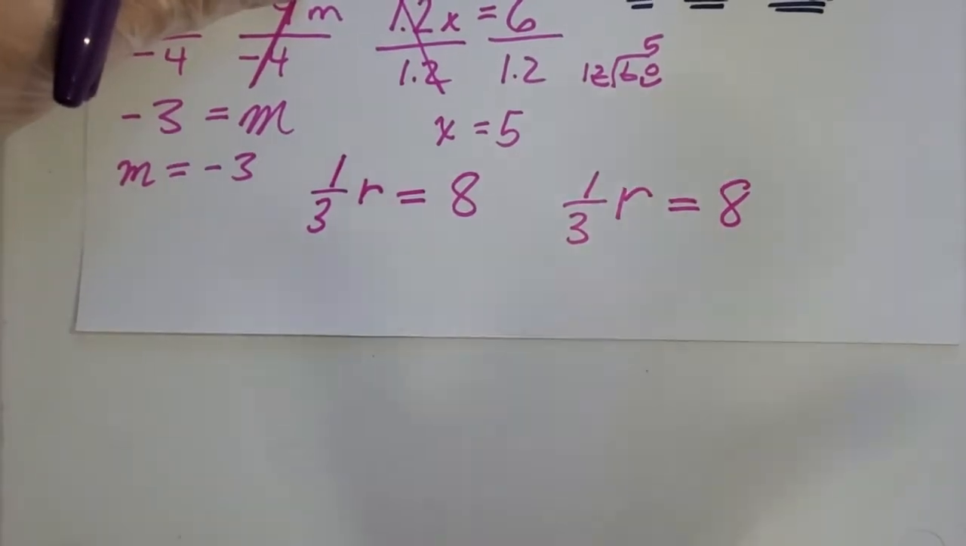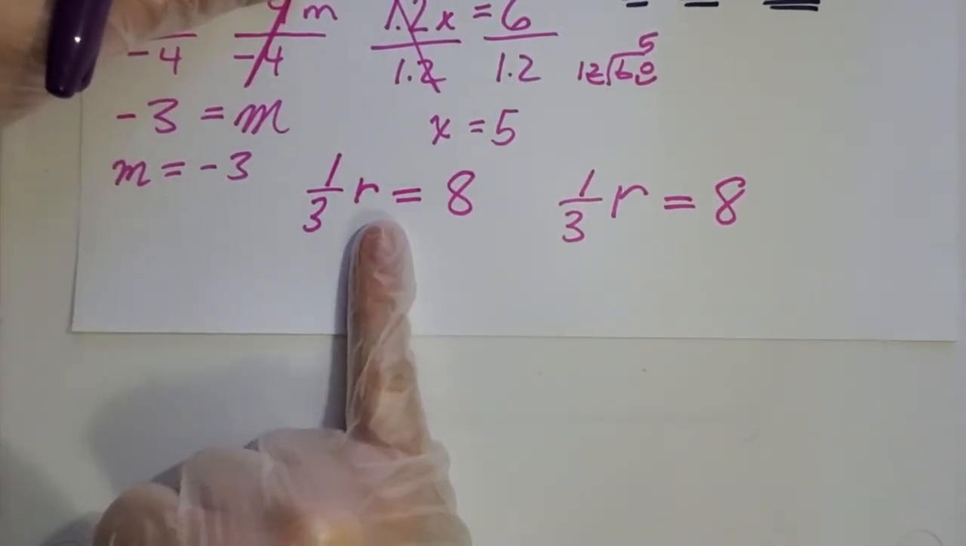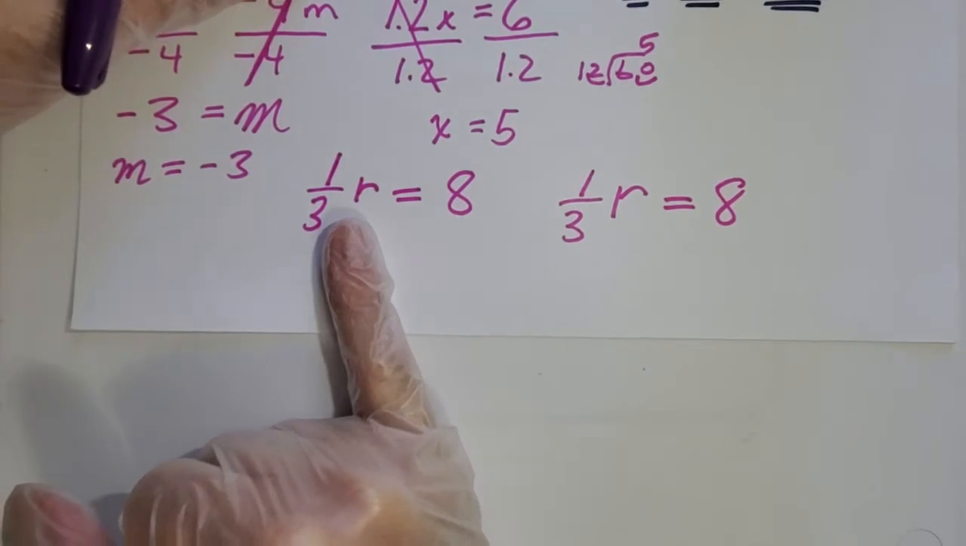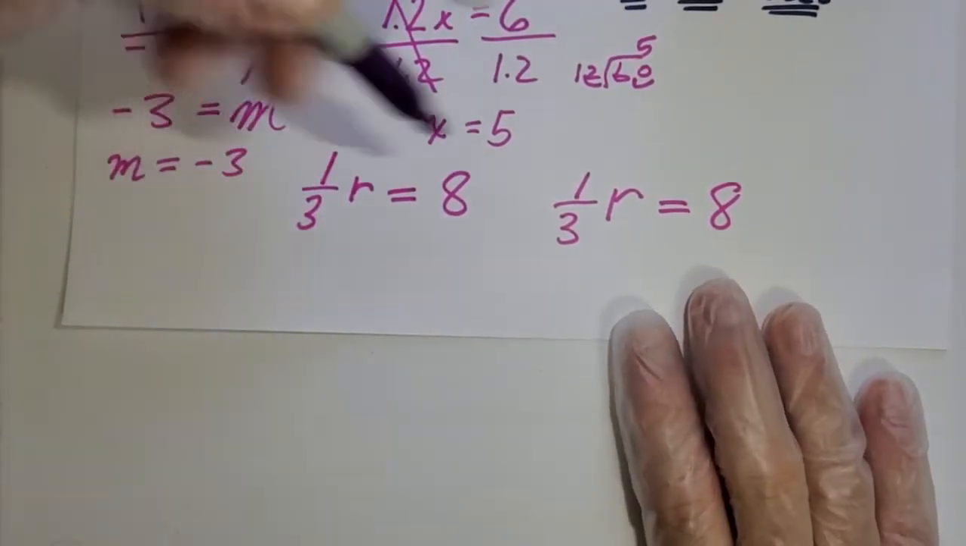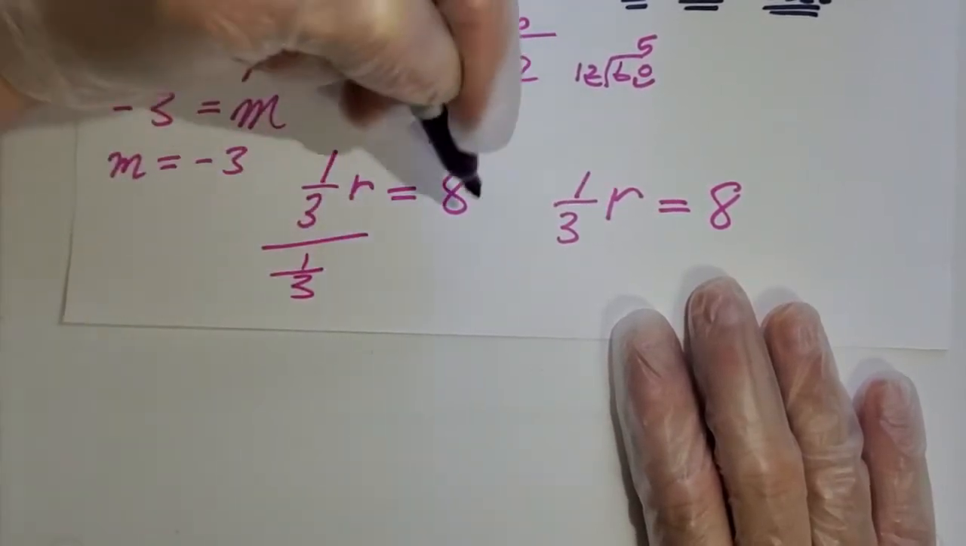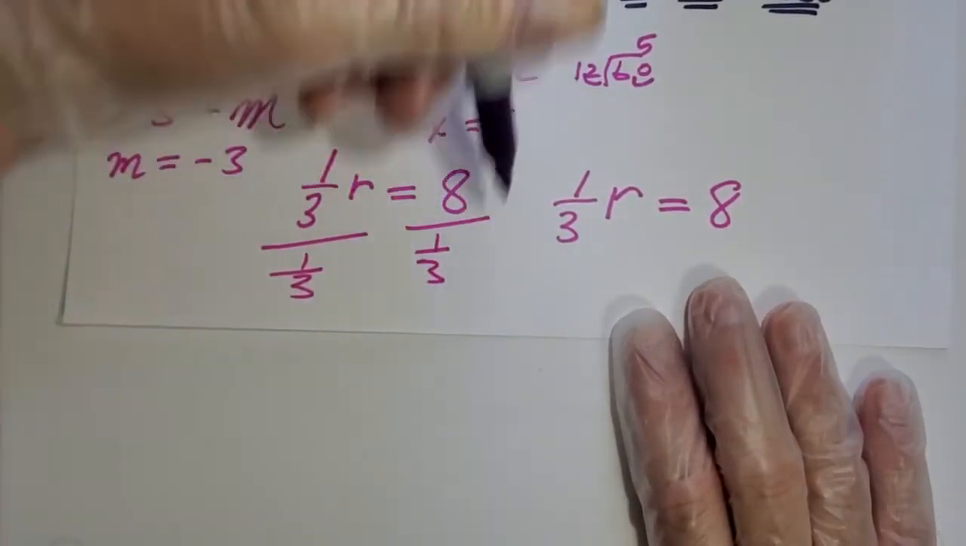So look, there's two ways to approach this. One way is, oh look, what's with the variable? Times 1/3. You're going to do the opposite. You're going to divide by 1/3 to both sides. This is kind of awkward, but it's fine.